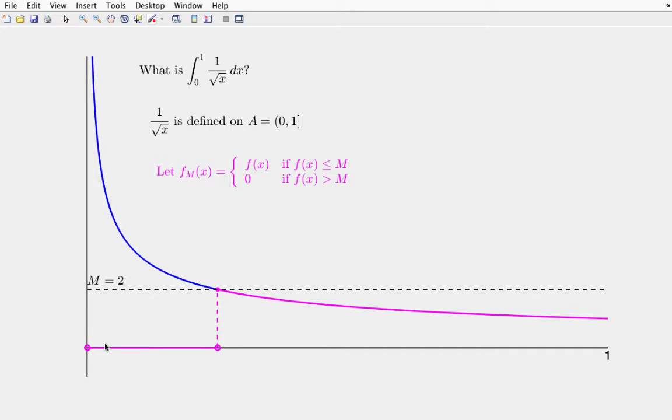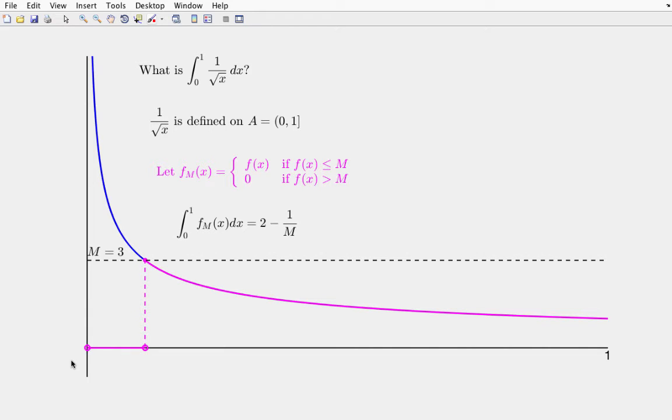For m equals 2, f_m appears this way. It's f of x until f of x gets larger than 2, then it becomes 0. So because f_m is a bounded function, with only one discontinuity, on the bounded interval 0 to 1, I can compute its integral. In fact, I can compute its integral using just standard Riemann integration. And I would get 2 minus 1 over m.